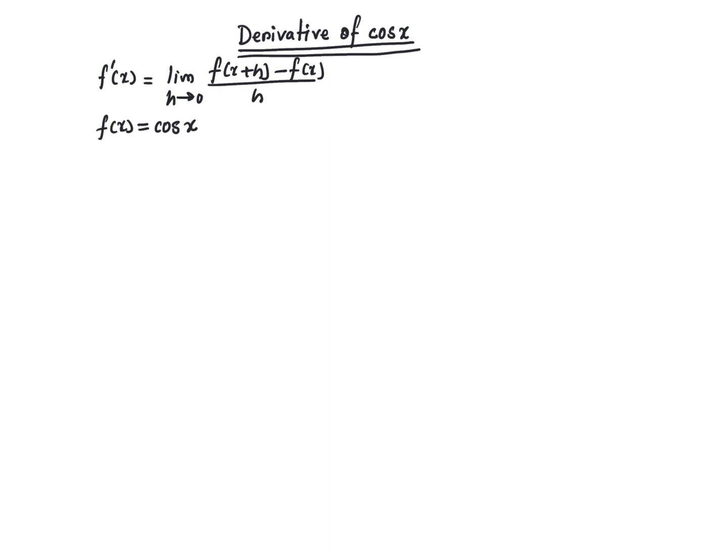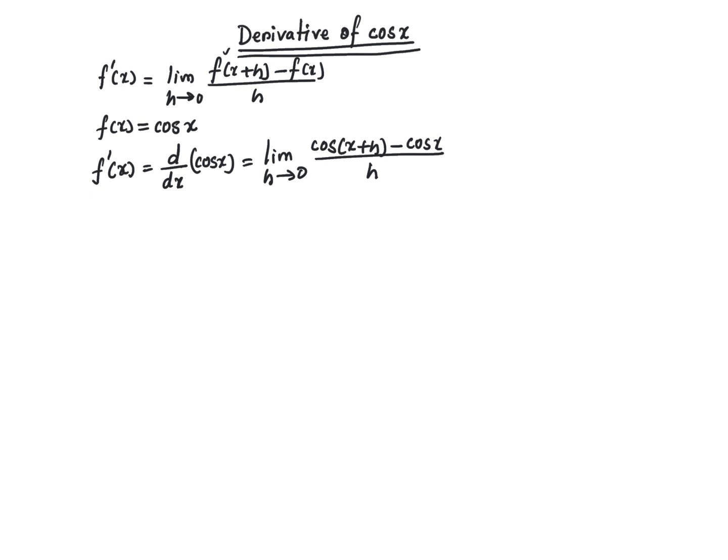So using the definition, our f prime of x, or derivative of cosine of x, d over dx of cosine of x, is going to be the limit as h approaches 0 of cosine of x plus h, because f of x plus h means you replace x by x plus h, then minus f of x, which is cosine of x, all of it divided by h.